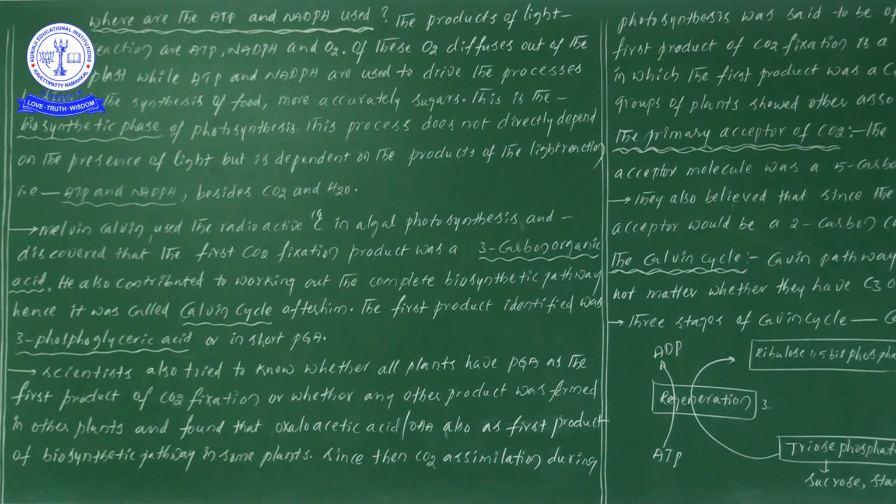Biosynthetic phase of photosynthesis. Next, this process does not directly depend on the presence of light but depends on the products of light reaction, that is ATP and NADPH. Besides that, carbon dioxide and water are also there. So ATP as well as NADPH, which are required for the biosynthetic phase or the dark reaction of photosynthesis, along with carbon dioxide and water.